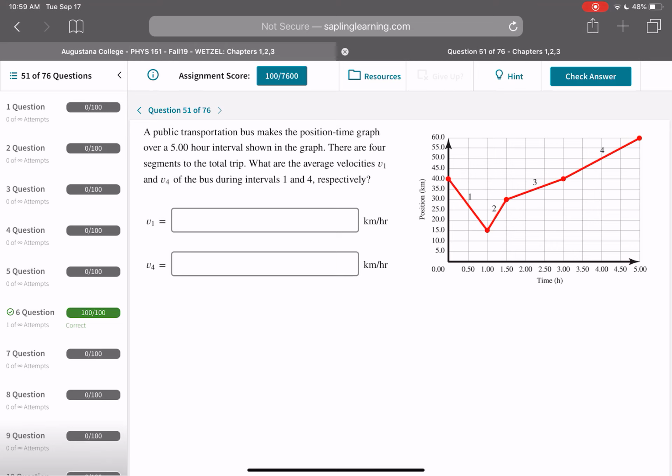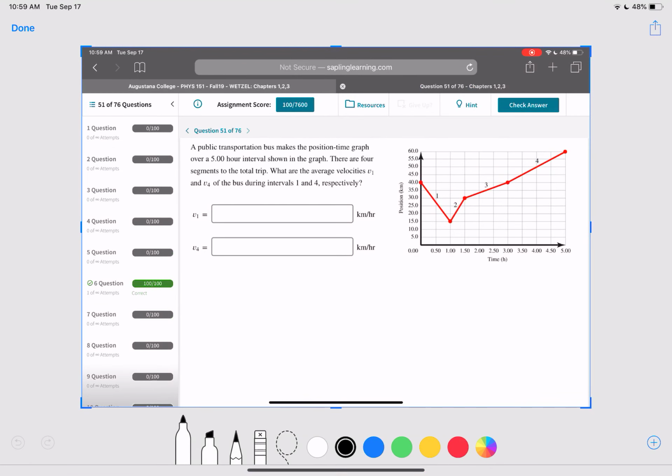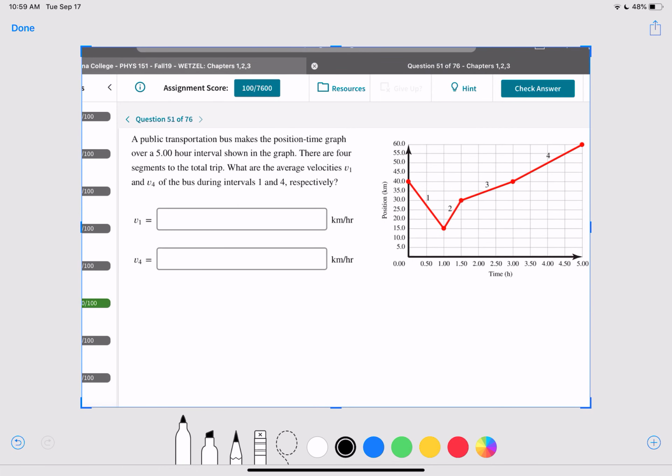A public transportation bus makes the position time graph over a 5-hour interval shown in the graph below. There are 4 segments in the total trip. What are the average velocities v1 and v4 of the bus during intervals 1 and 4? Okay, so we're looking at this position versus time graph. Let's see. There are 4 segments. What are the average velocities?